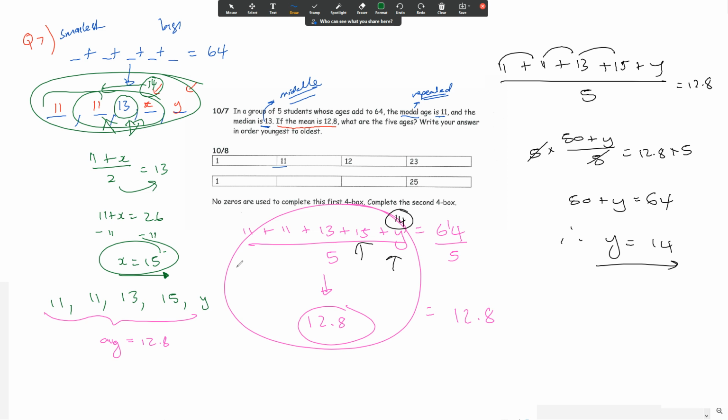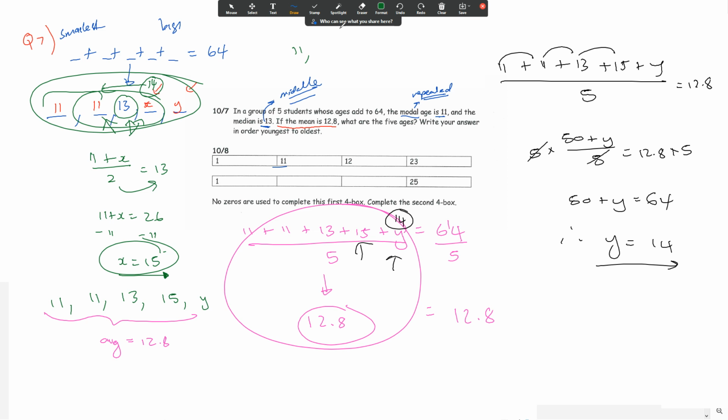Alright, so let's think carefully about this. If I trace it all the way back, we got 11, 11, 13, 15, and then 14. And if that's the sequence, let's add it up. Let's see if I added to get to 50 correctly. 11 plus 11 plus 13 plus 15 comes to 50, that's correct. Plus 14 is 64, which is what we want. So we want that to equal that.